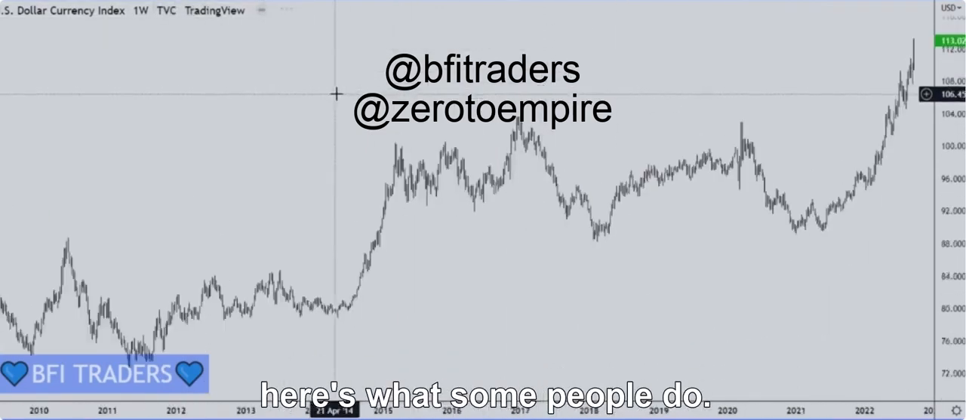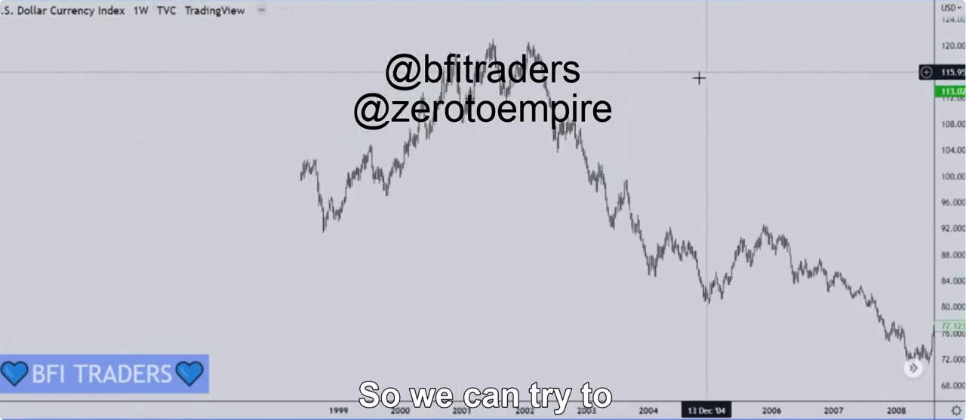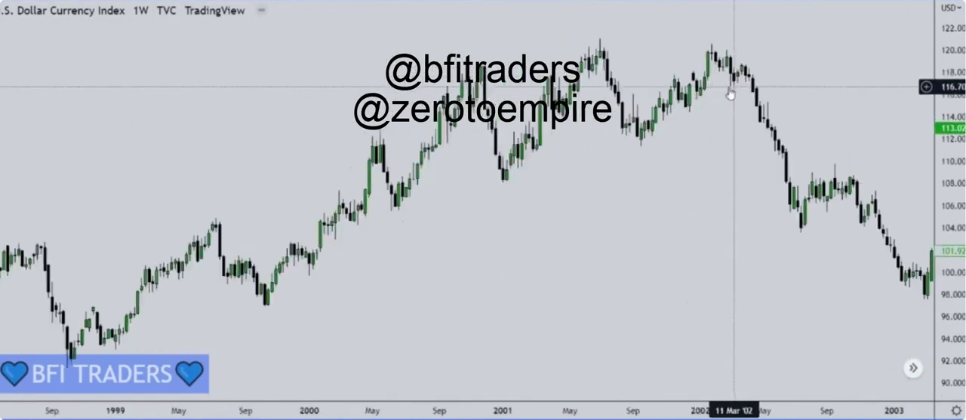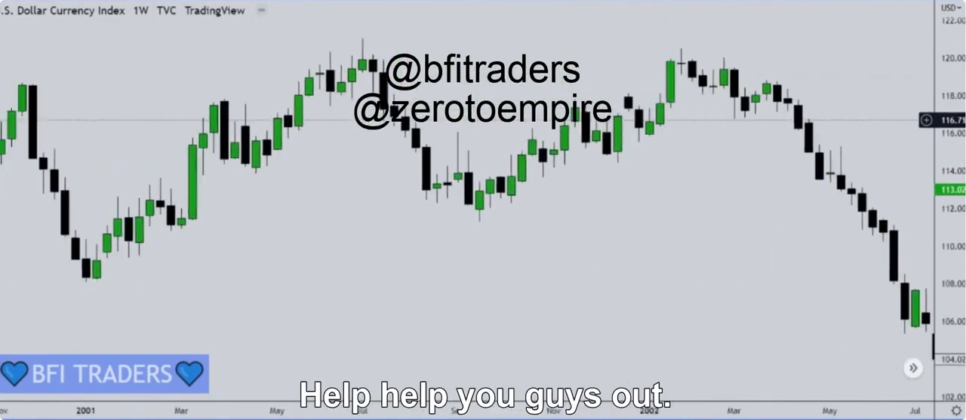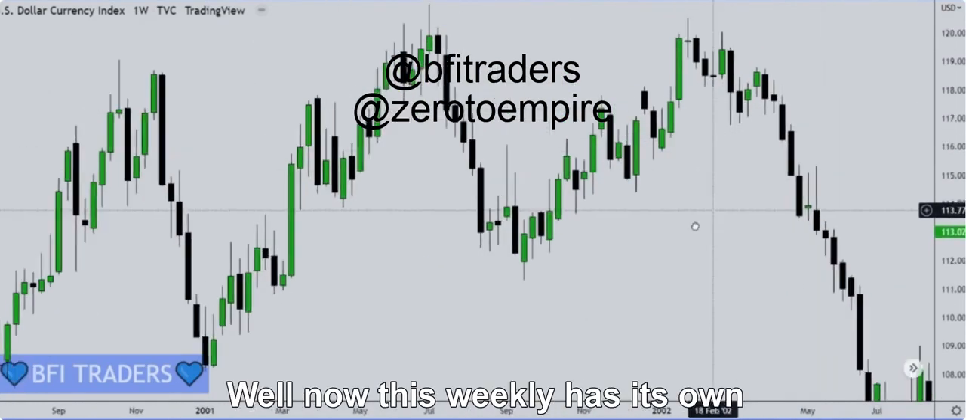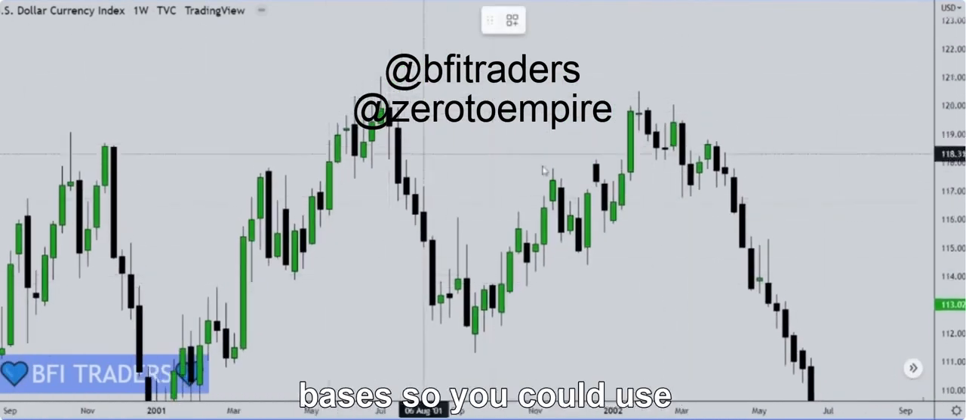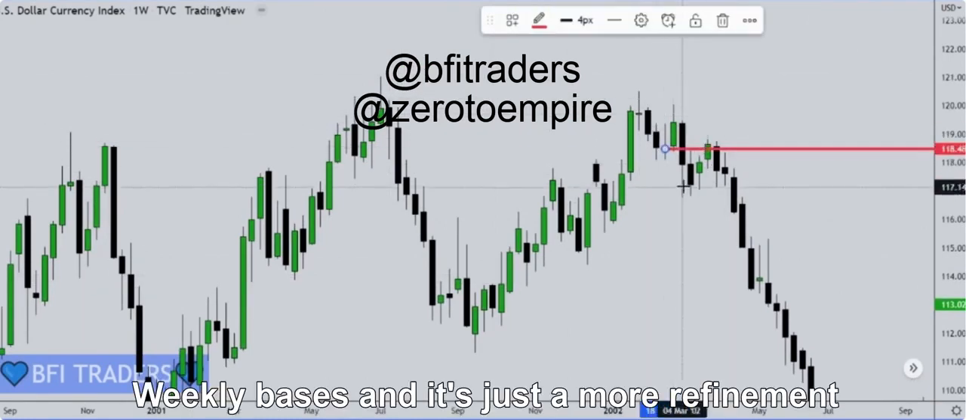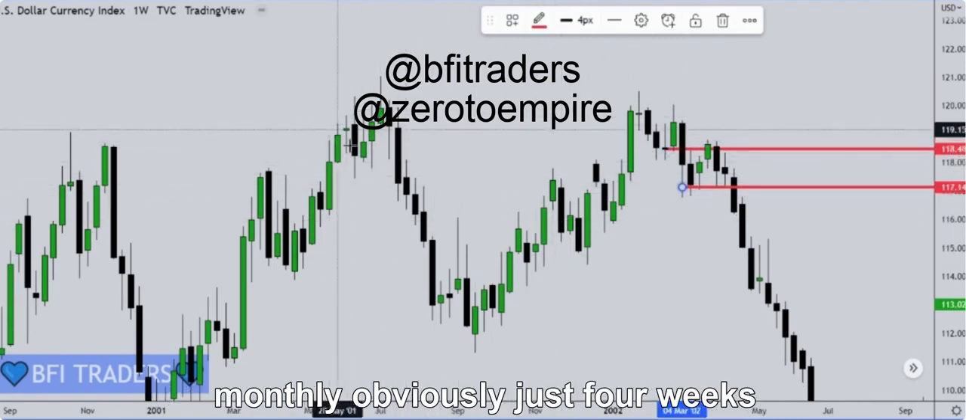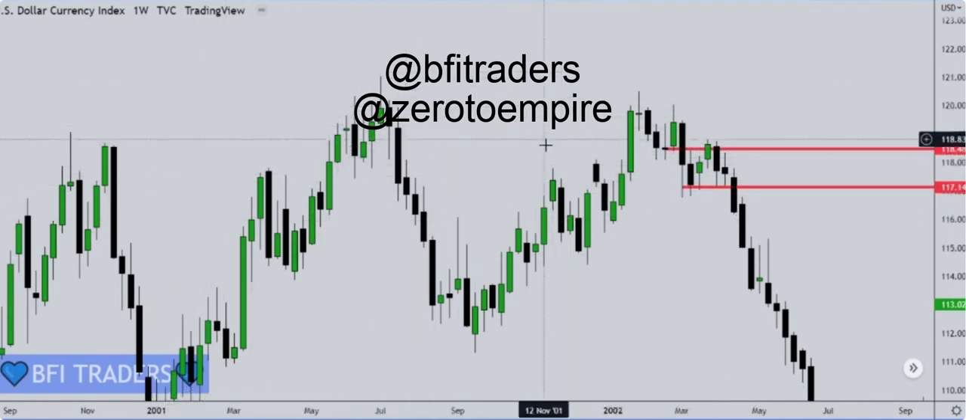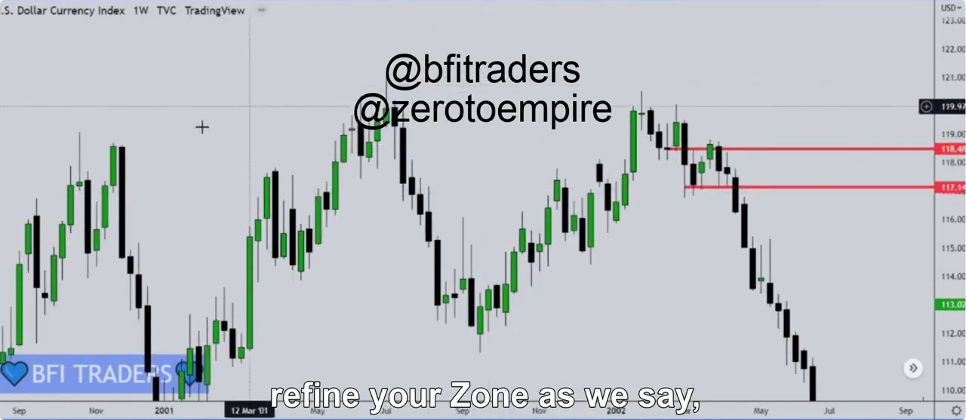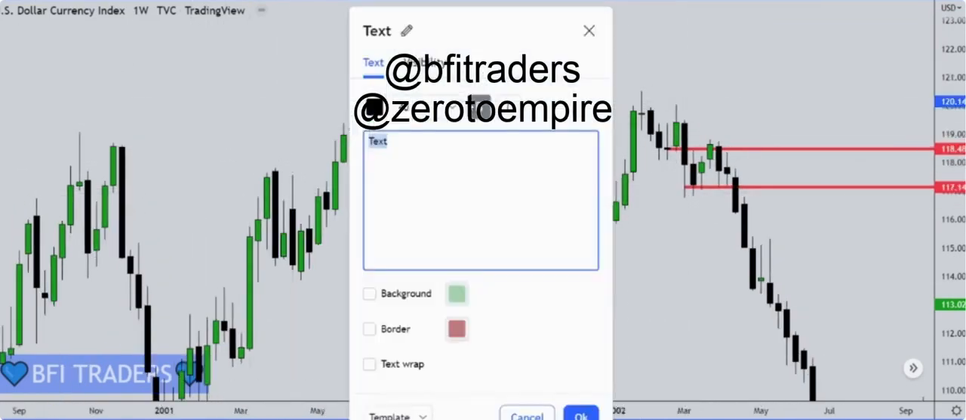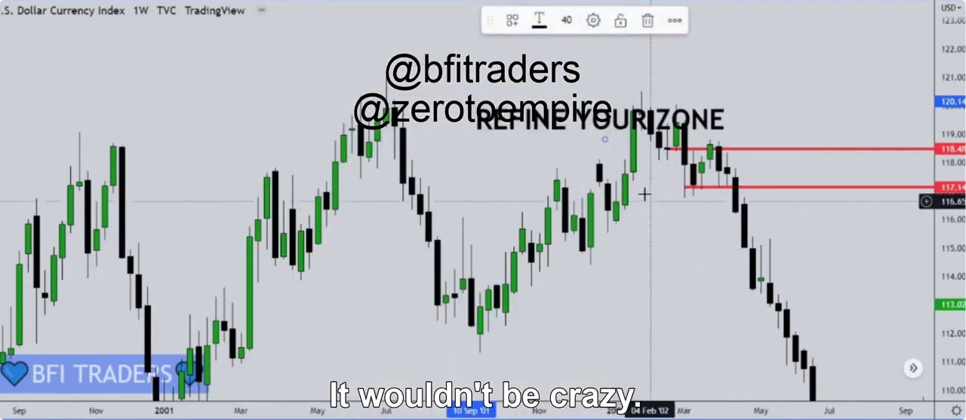Now, here's what some people do, so we can try to help you guys out. Is this a weekly? Well, now this weekly has its own basis, so you could use weekly basis, and it's just more refinement. Monthly, obviously, is just 4 weeks in one monthly candle, but a little bit more detail. Maybe you can refine your zone, is what we say. Maybe refine your monthly zone here. It wouldn't be crazy.